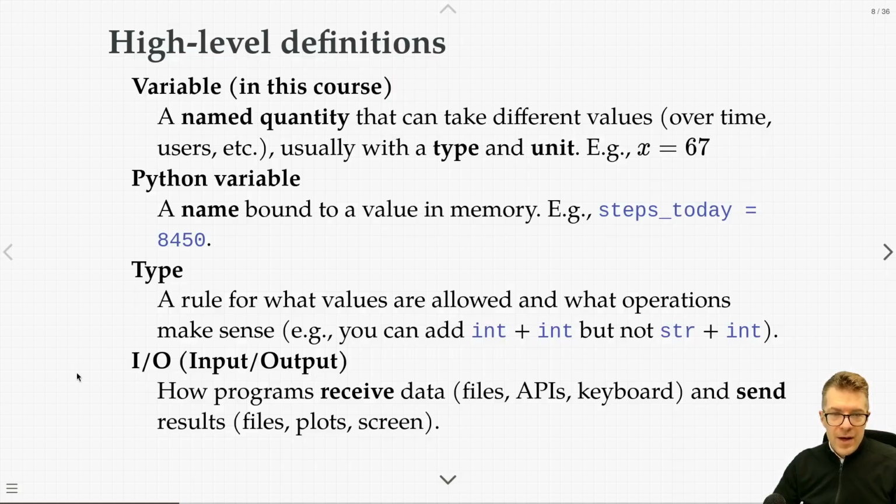And finally, I/O, as you already know, means input-output. This is basically how programs receive data. This can be in the form of files, or APIs, application programming interfaces that connect over the web to other bits of code. It could even be from the keyboard or from other sensors. That's the input, and the output is how it sends the results of its processing out. This could also be in the form of files, or plots and figures or other elements to the screen, and so on.